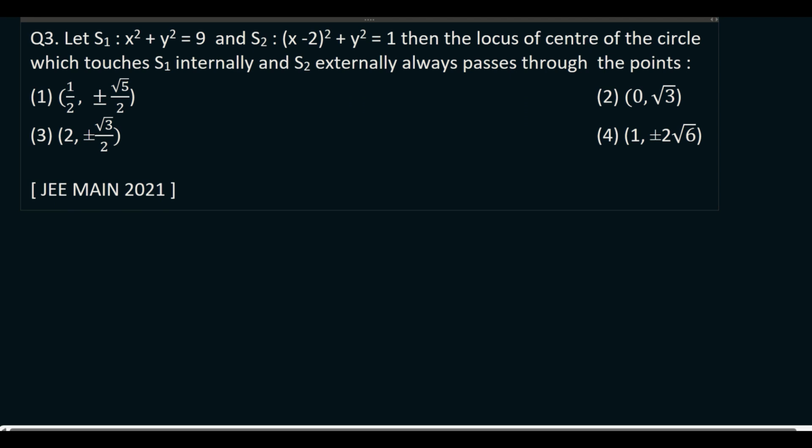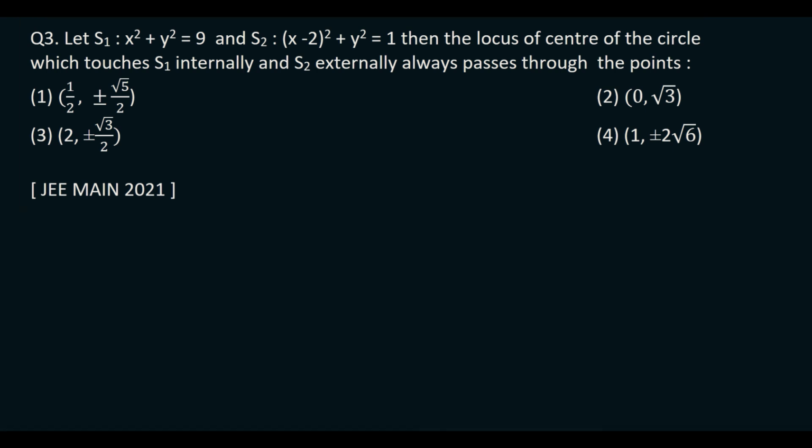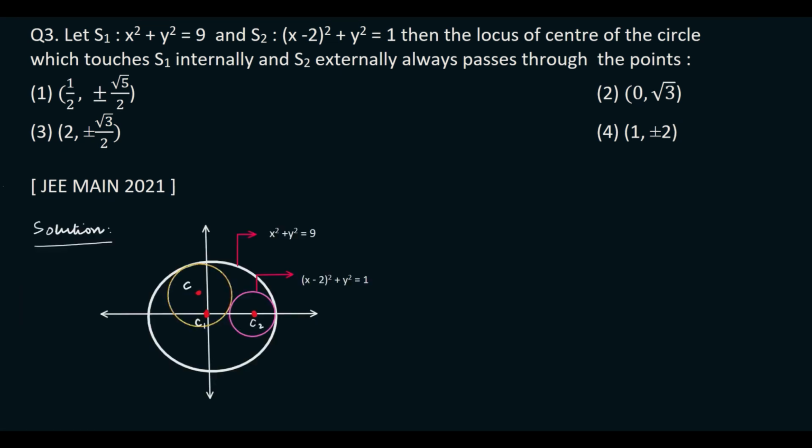Now the next question says, let S1 be x square plus y square equals 9 and S2 be x minus 2 whole square plus y square equals 1. Then the locus of the center of the circle which touches S1 internally and S2 externally always passes through which of these points? Again, this question is from JEE Main 2021. We have the diagram here.